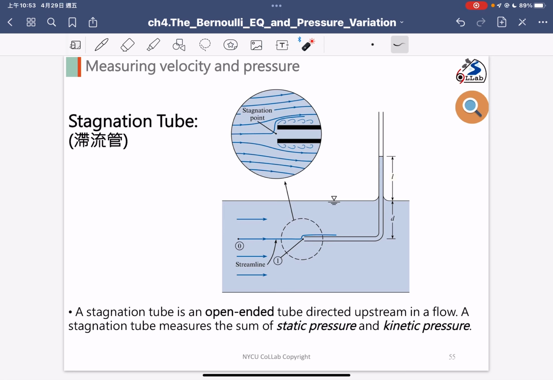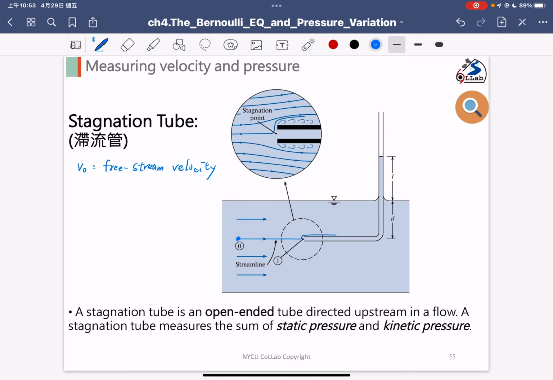So how can we measure the velocity in the flow field? Usually the velocity is located at the V0 in here. So we have a V0 in here, right? And sometimes we call that V0 the free stream velocity. That indicates the velocity in here isn't disturbed by any object. It's just a free flow.